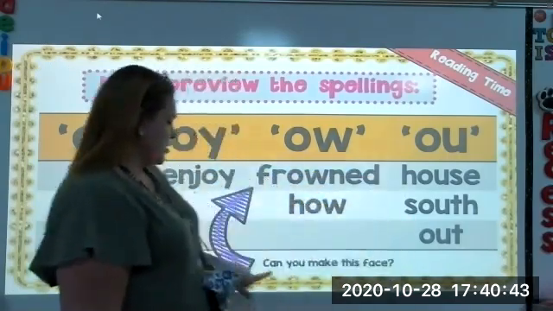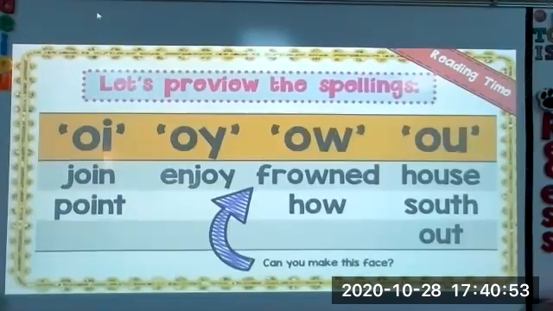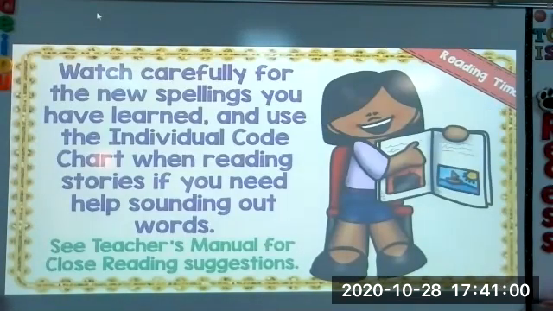Can you guys show me what it looks like to frown? Can you make a frowny face? Yeah, to frown means the opposite of smiling. It means your smile is upside down, so it's a frown. It means you're unhappy. So I want you to watch carefully for those new spellings that we have learned.